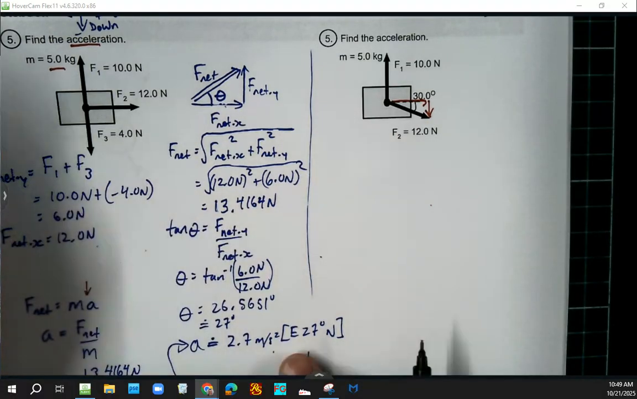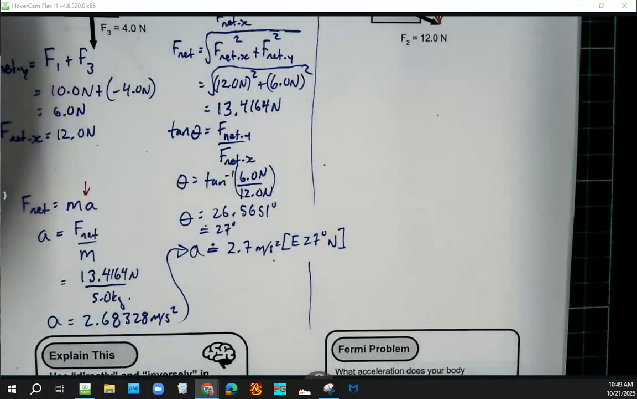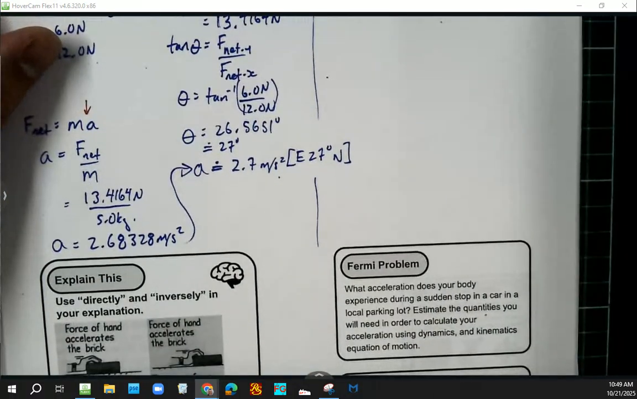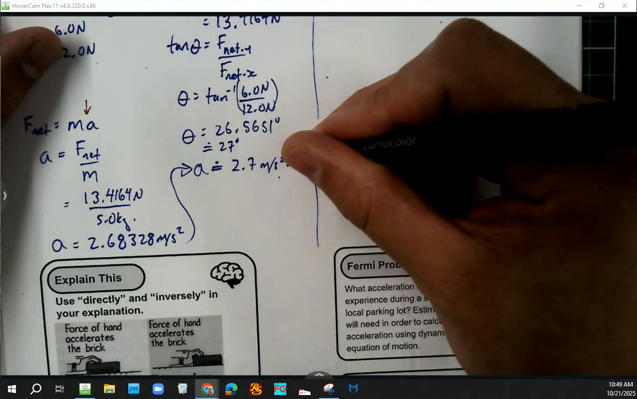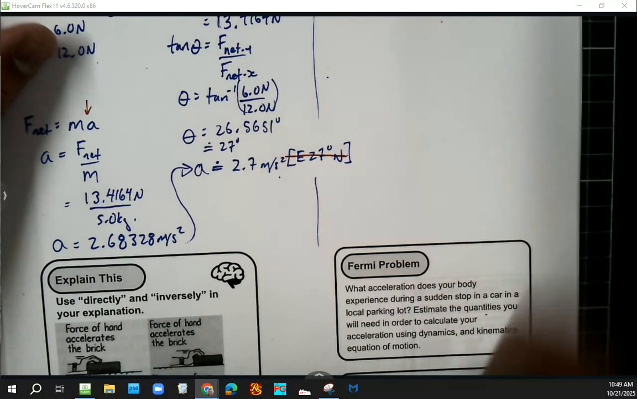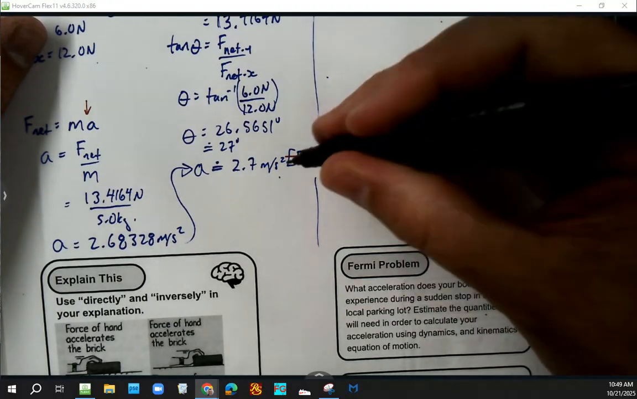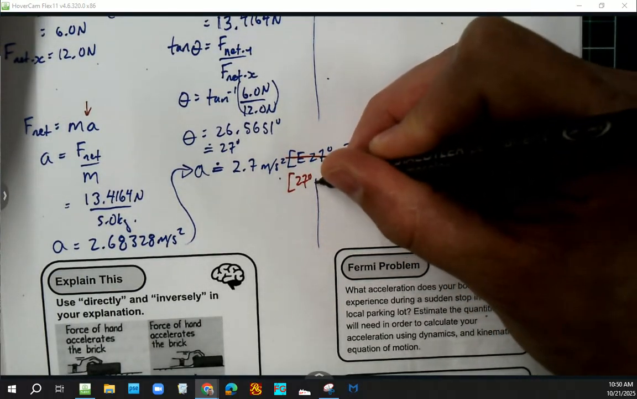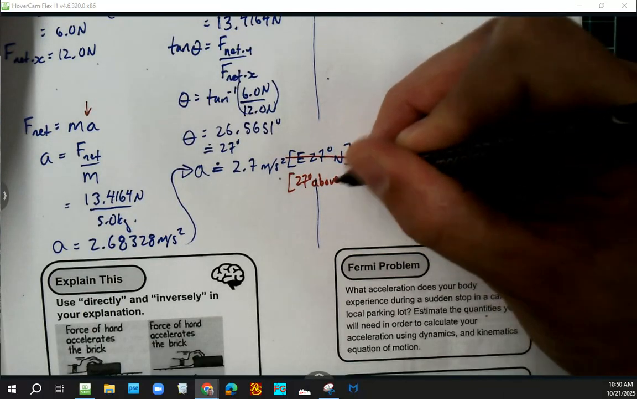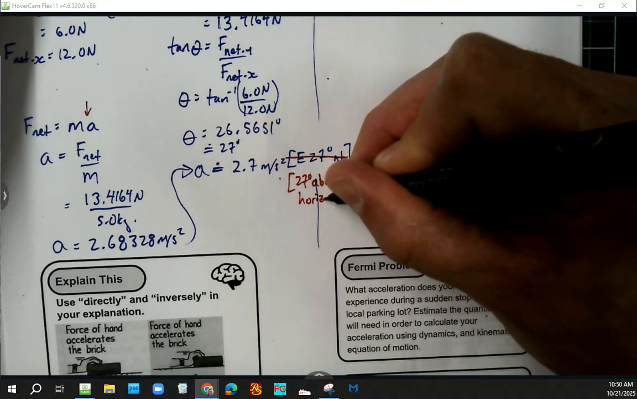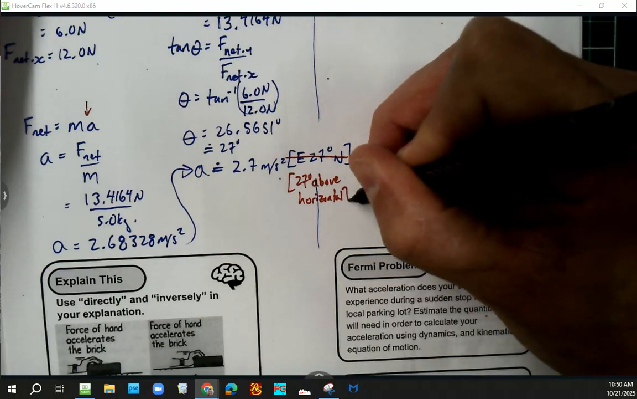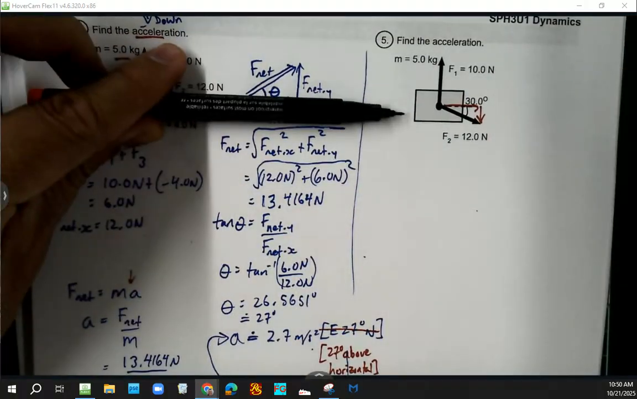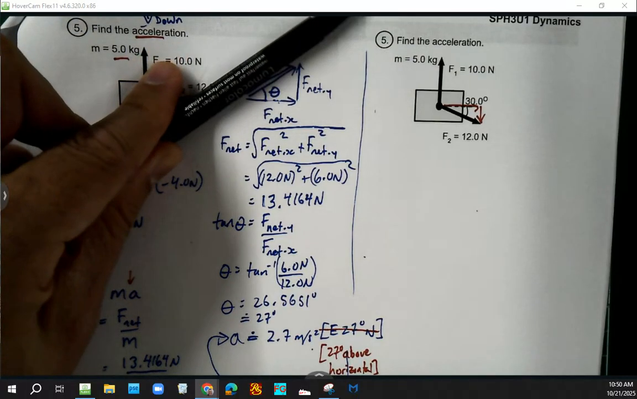Oh, did I call this? I said east 27 degrees north, and my reference frame was up, down, left, right. That's not a good way to write this. That's the wrong direction notation for that reference frame. We should have said 27 degrees above horizontal. Why above horizontal? Because if the horizontal is this way, we've dialed ourselves 27 degrees above that horizontal.